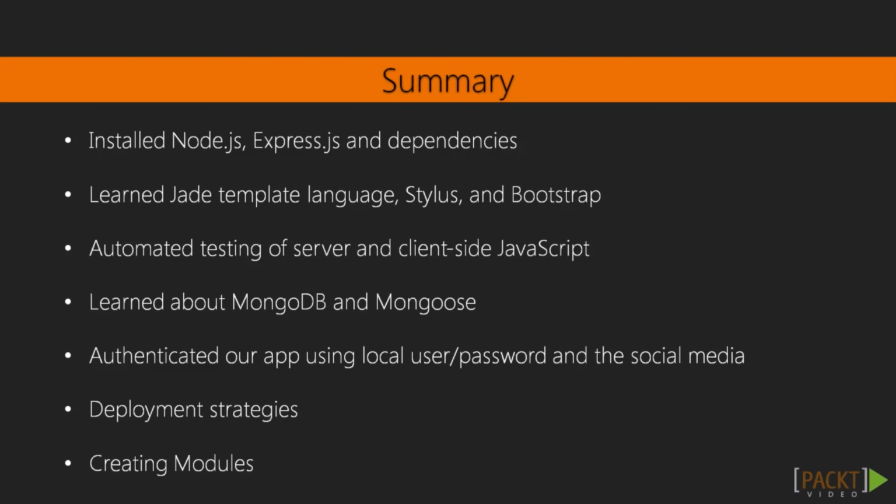We've installed Node.js, Express.js, and its dependencies. We've learned the Jade template language, Stylus, and Bootstrap, and discussed some of the other comparable tools at our disposal. We've learned how to test our apps in order to ensure they're robust. We've learned about the Mongo database and the Mongoose adapter. We've built authentication mechanisms using a local database, as well as Facebook and Twitter. And we've discussed strategies for deploying our apps. We've also explored how to make our apps more maintainable by creating our own modules, leveraging client-side AJAX and MVC tools and real-time apps using socket.io. Now that your tool belt is complete, I can't wait to see the great apps you'll build.